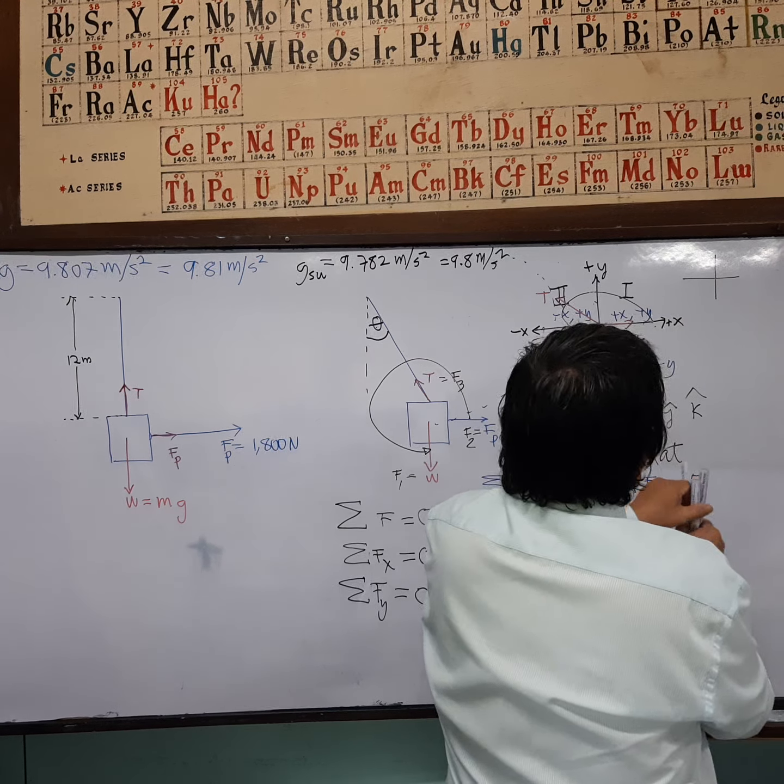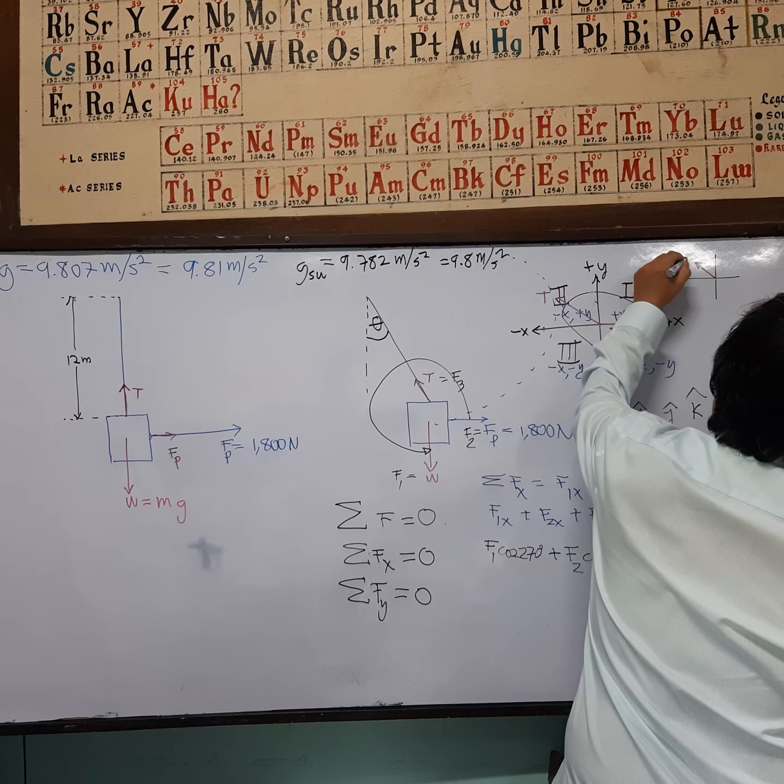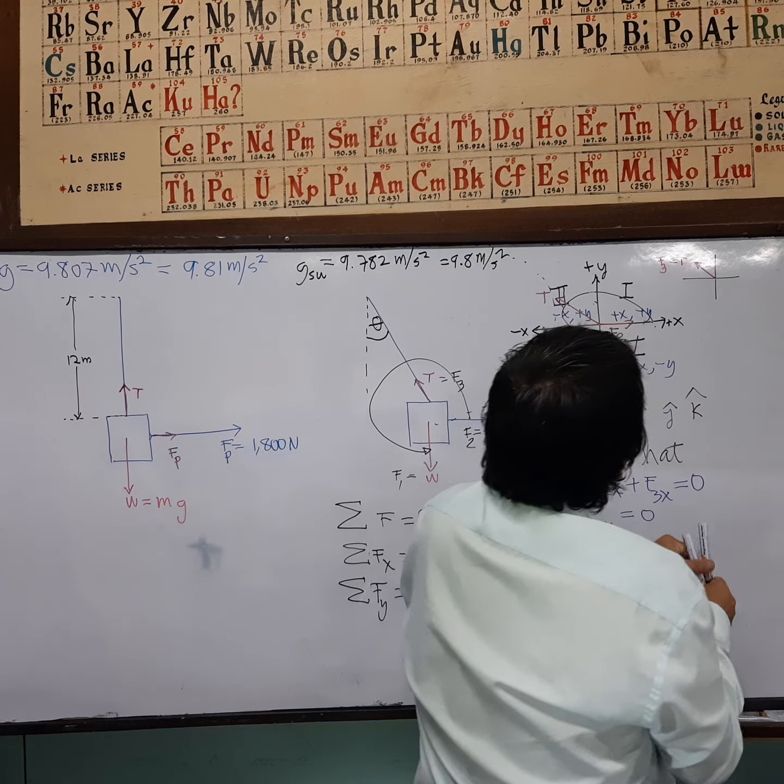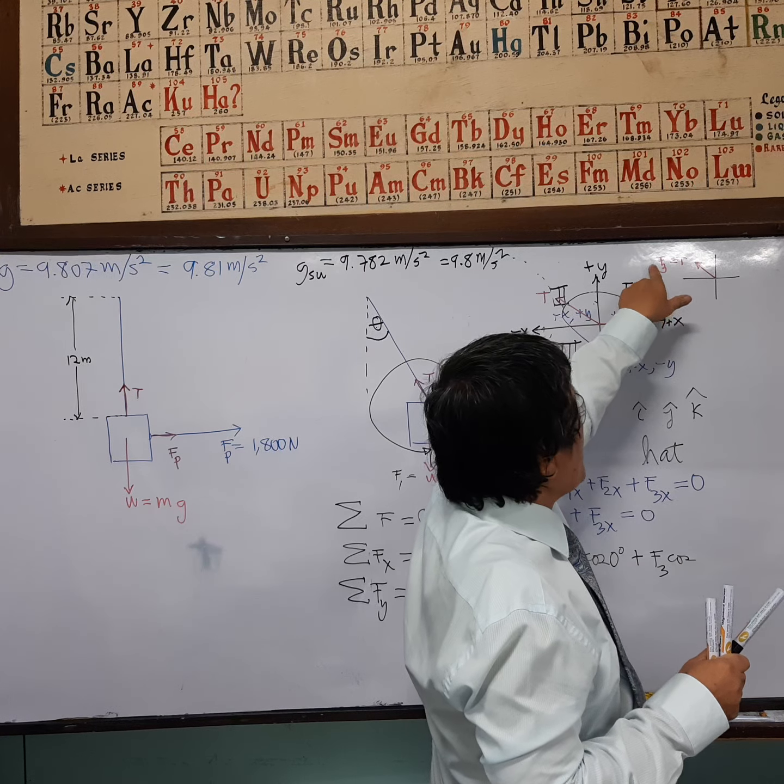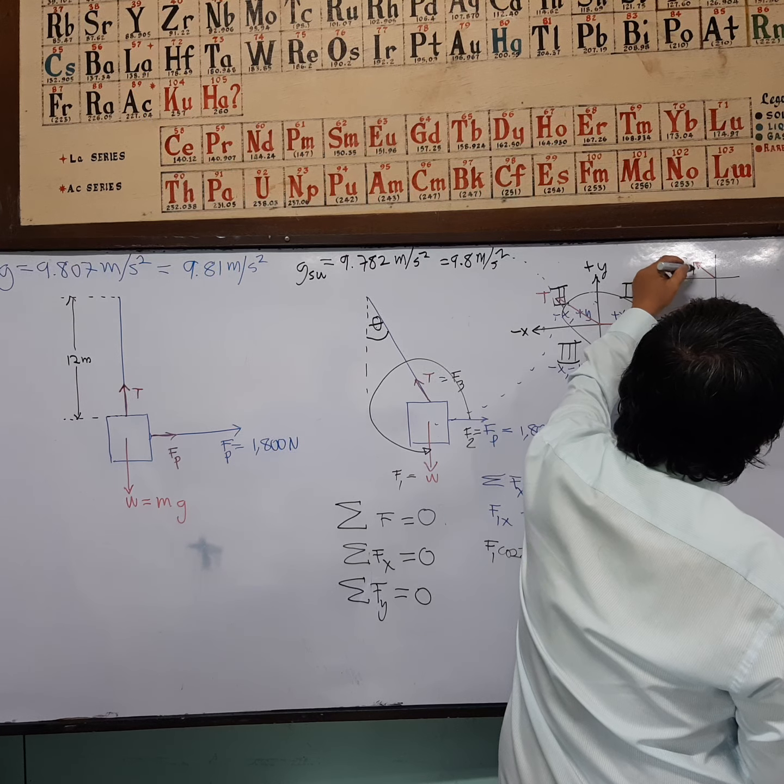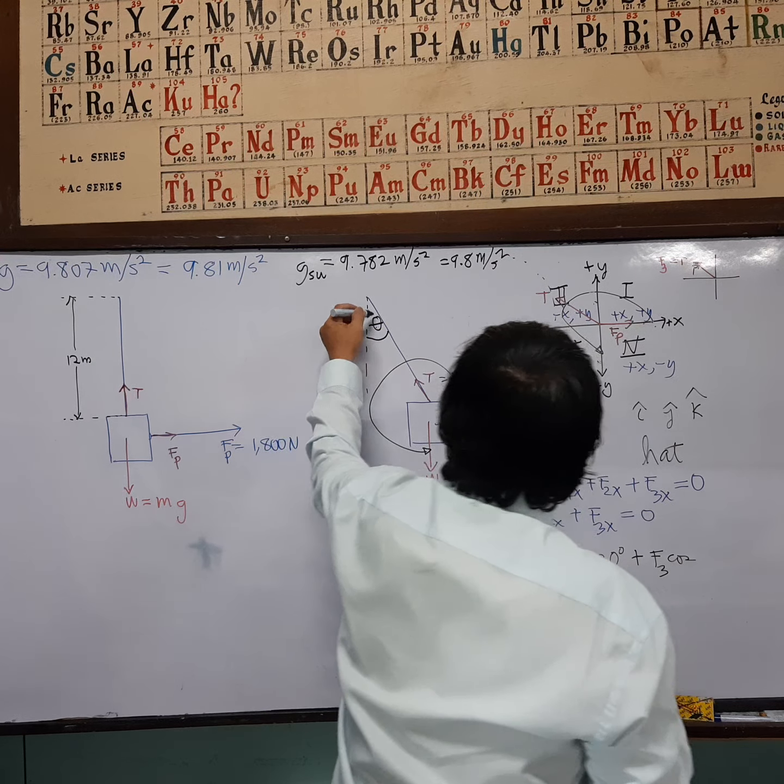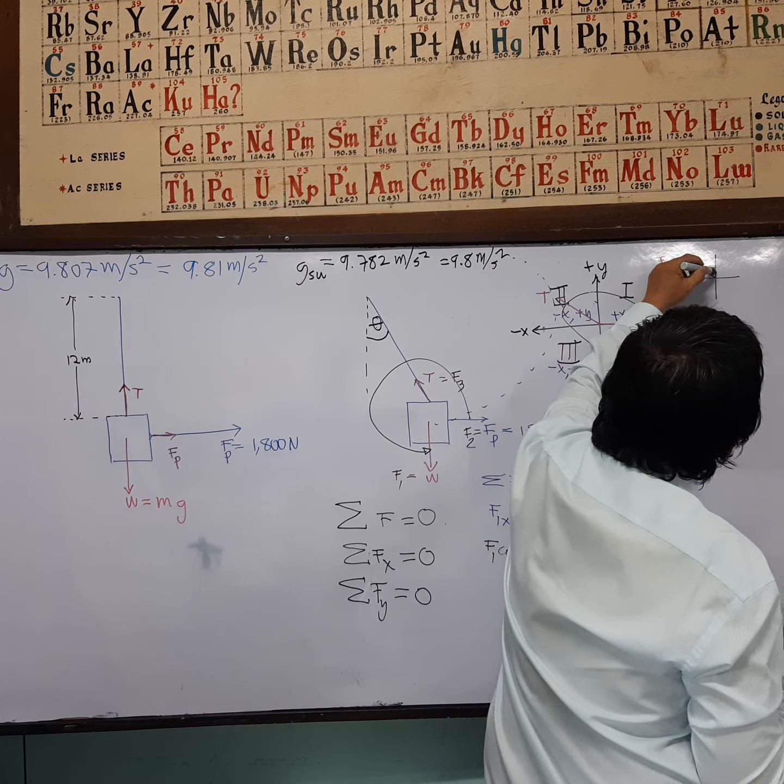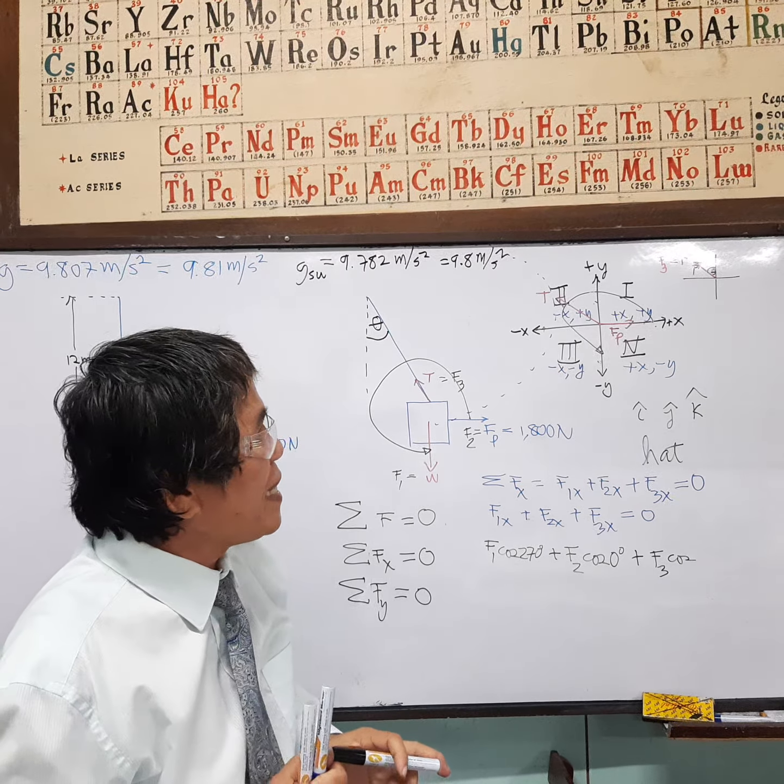This is our tension, our F3. Tension equals F3. T equals F3. The angle here is theta. If this one is theta, then this one is theta too. Right? That one is theta.